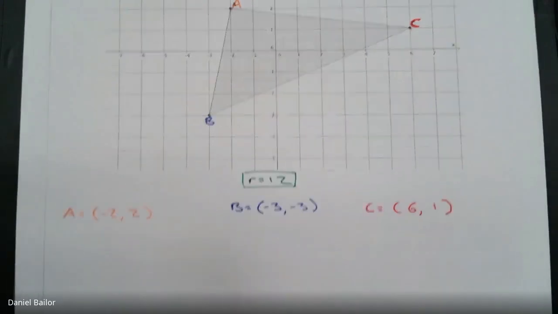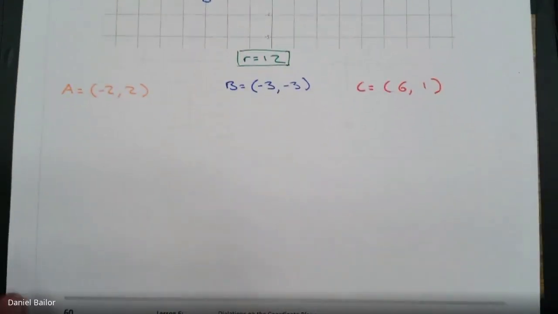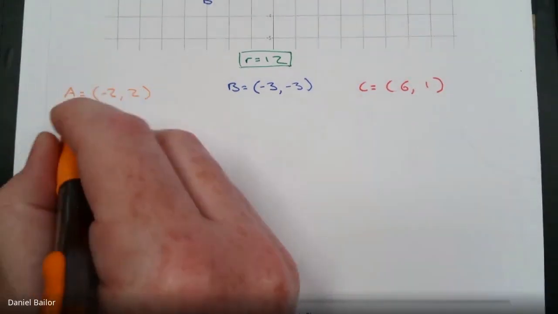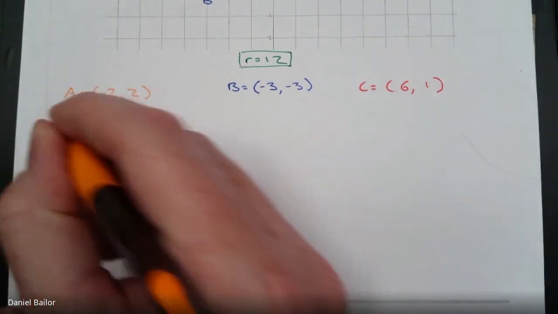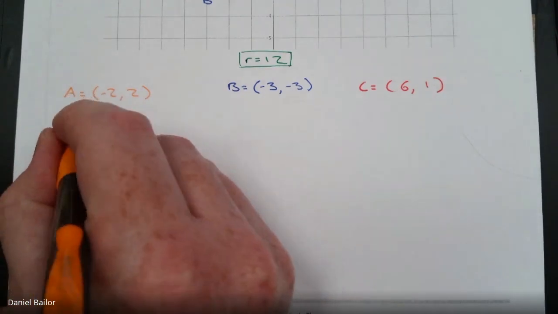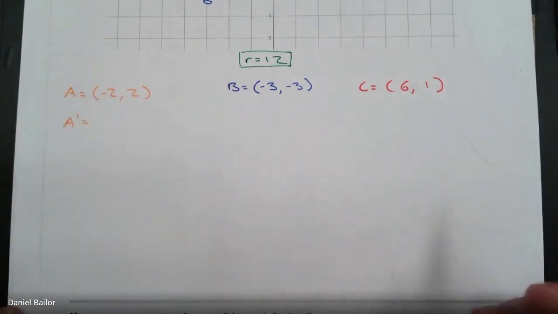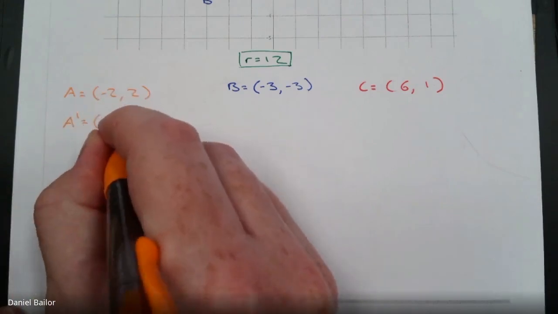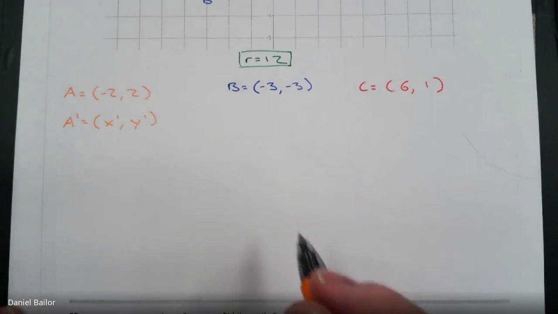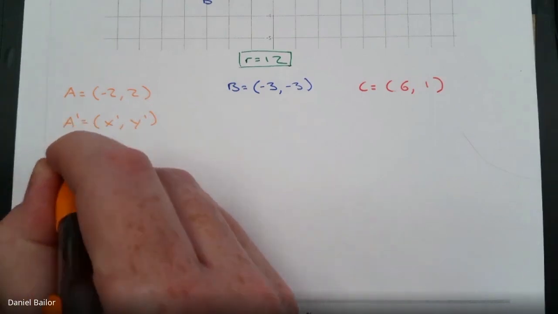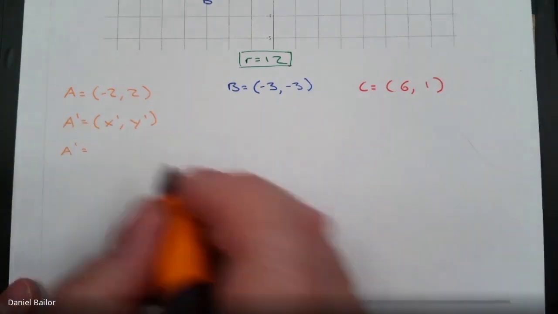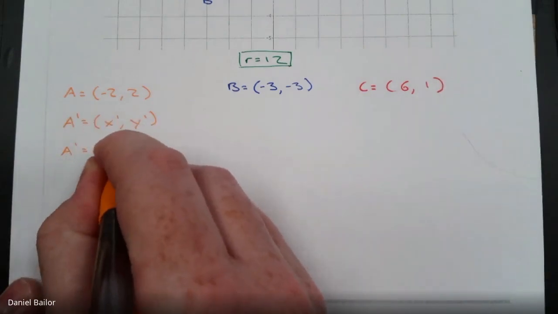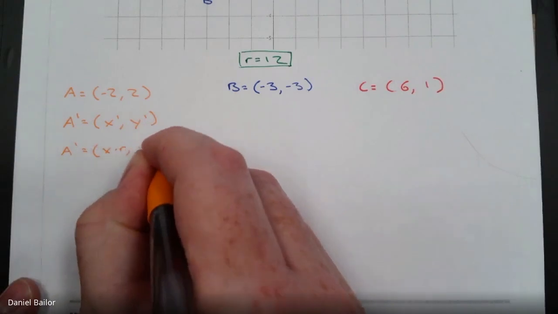Let's use that. So I know I have A, I have B, I have C. I know A is -2, 2, but I don't care about A. I really want A prime to figure out the dilation of the triangle. Well, A prime is going to be x prime, y prime. How do I find x prime? Well, we practiced this on page 59. You know that x prime is going to be x times r, and y prime is going to be y times r.